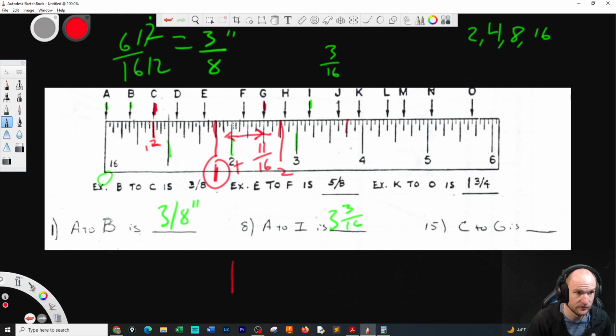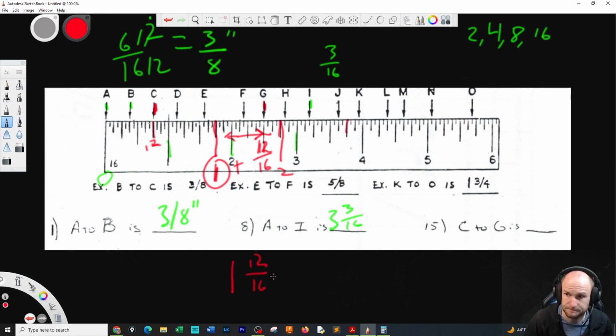See, 1, 2, 3, 4, 5, 6, 7, 8, 9, 10, 11. Was it 12? Did I miscount? 1, 2, 3, 4, 5, 6, 7, 8, 9, 10, 11. It was 12. So it's 12 sixteenths. So it is 1 and 12 sixteenths is my answer.